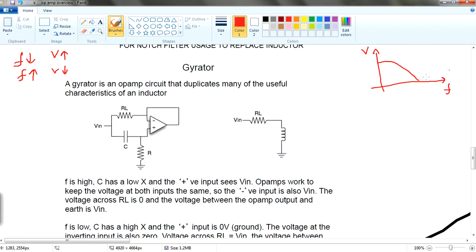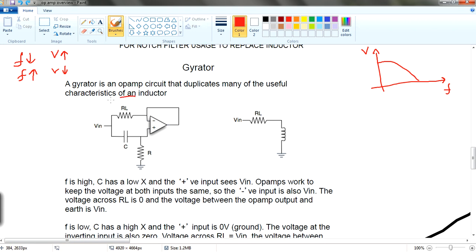So this is still the low pass filter. And then this is your frequency. If your frequency is low, the voltage across your R load is going to be high, right? And if the frequency is high, then you're going to have a low voltage over here.